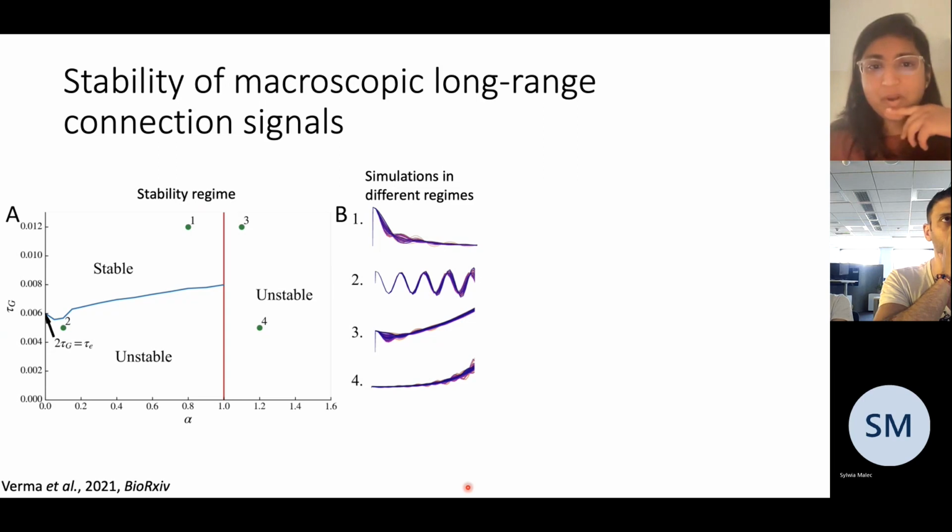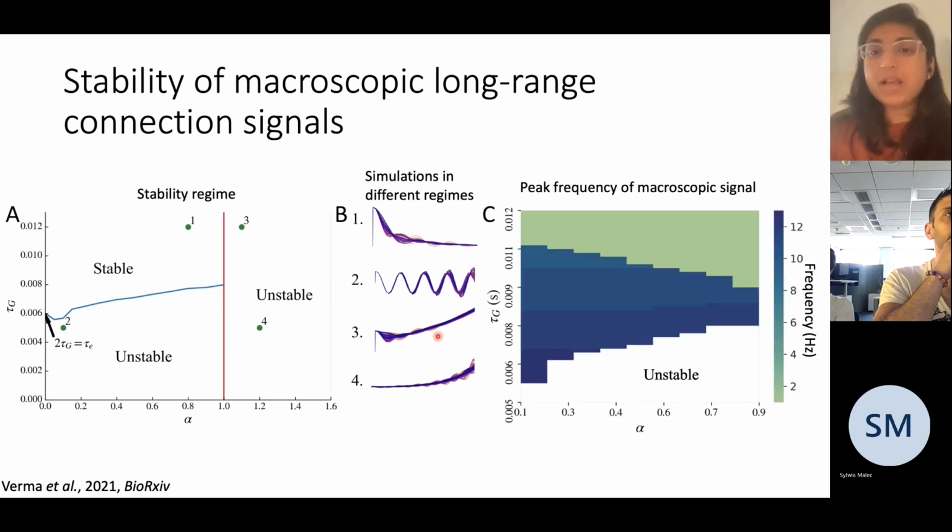Now, another interesting thing we saw was we again looked at the frequency response of this macroscopic model alone, without getting the local model as an input, just to see what it's capable of producing. This is a plot of tau g versus alpha again, and the color indicates the frequency at which the peak of the frequency response is occurring. For example, the green color indicates that the frequency response peak happened around 2 Hertz. And these other colors indicate that the peak happened around this frequency.